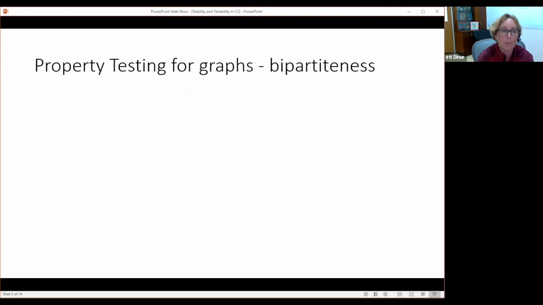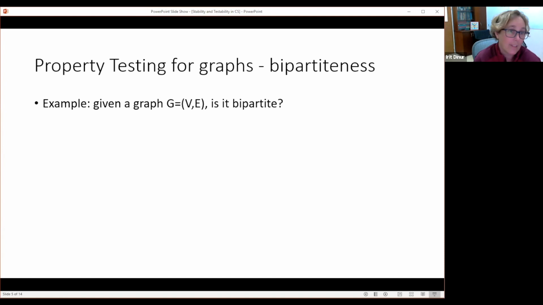Let me talk a little bit more about property testing, and in particular, I'll start with property testing for graphs, and the two questions that Alex asked about. The first one will be bipartiteness. We are given a graph, as I said, by the adjacency matrix, and we want to know whether or not this is an adjacency matrix of a bipartite graph.